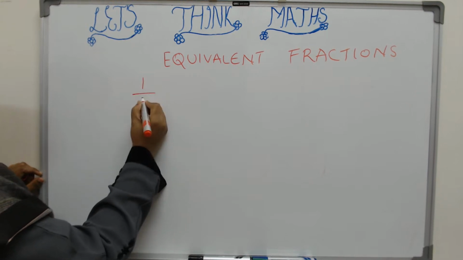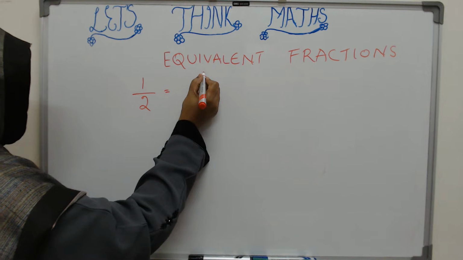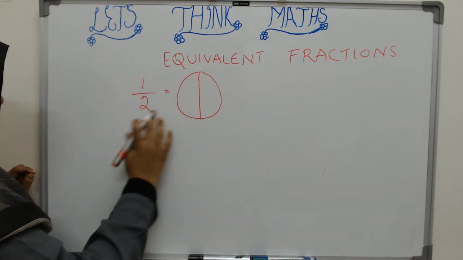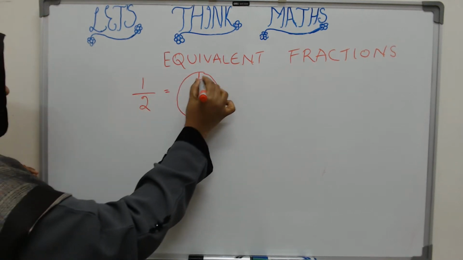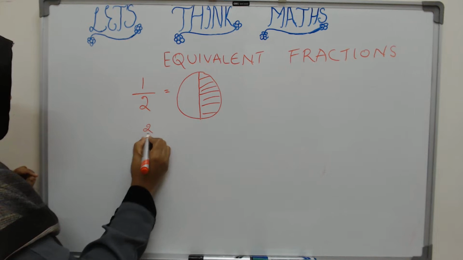For example, 1 by 2. In the earlier class, we learned how to denote this pictorially. Look at the denominator, that is the number of divisions we will make. Look at the numerator, that is the one we will shade. Now, what about 2 by 4?